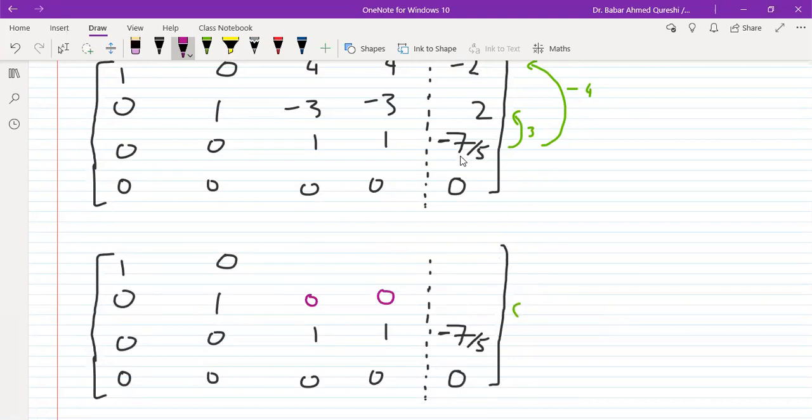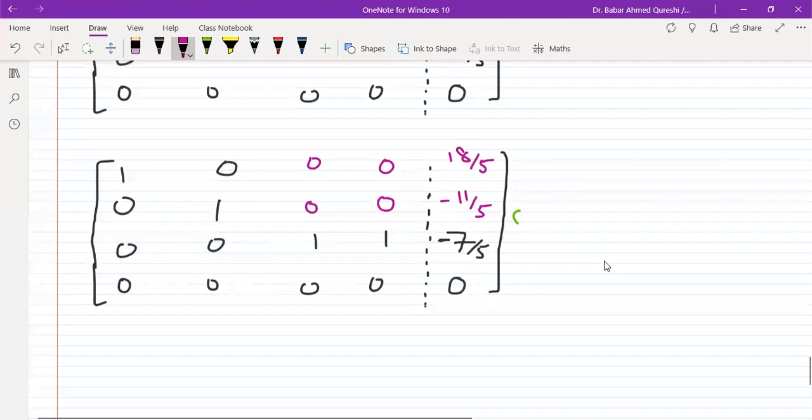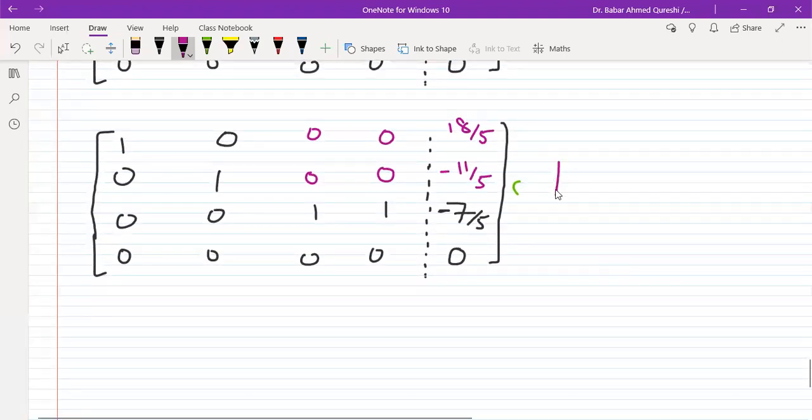And minus 21 over 5 plus 2, which gives me a minus 11 over 5. And then minus 4 plus 4, 0. Minus 4 plus 4, 0. Minus 28 over 5 plus 2, so that gives me an 18 over 5. So you have got your reduced echelon.